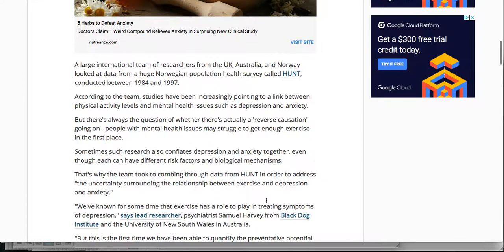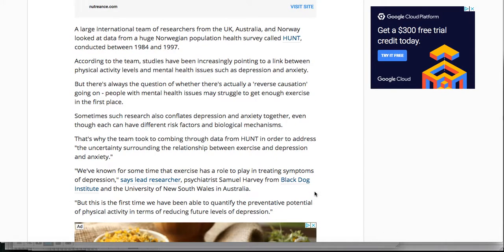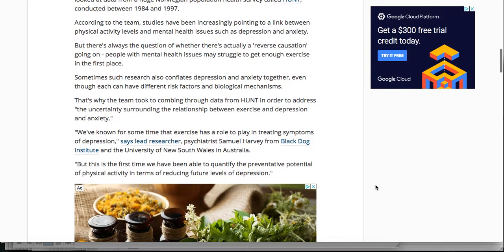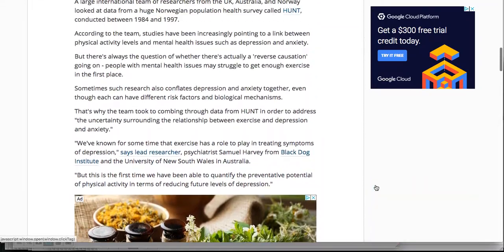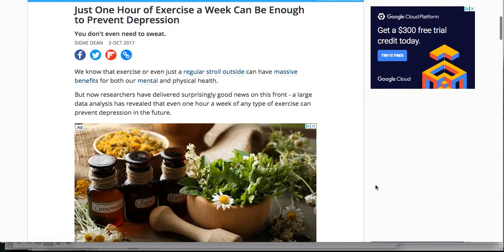"We've known for some time that exercise has a role to play in treating symptoms of depression," says lead researcher psychiatrist Samuel Harvey from the Black Dog Institute in the University of New South Wales in Australia. "But this is the first time we have been able to quantify the preventative potential of physical activity in terms of reducing future levels of depression." So what we have here is the bottom line, laid out as succinctly, articulately, and concisely as possible.